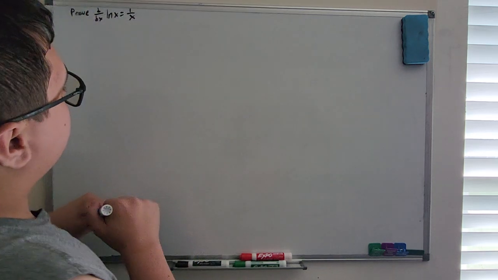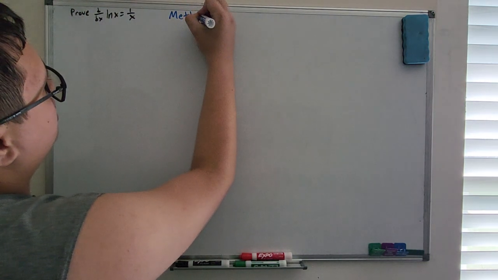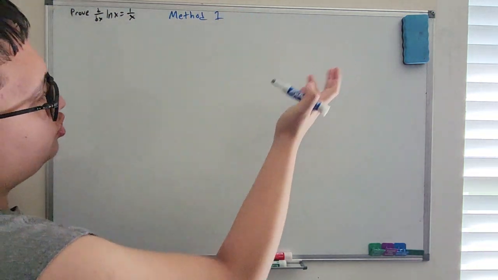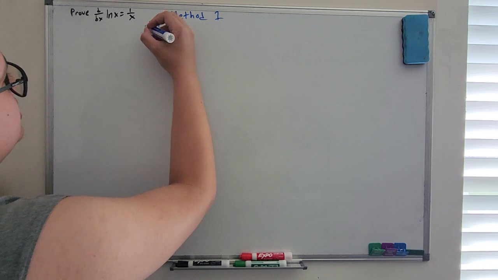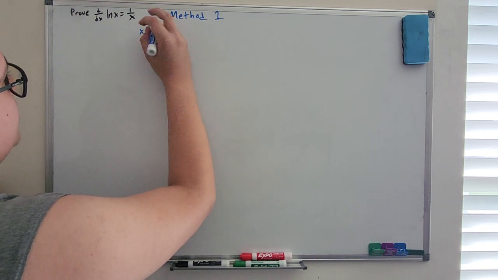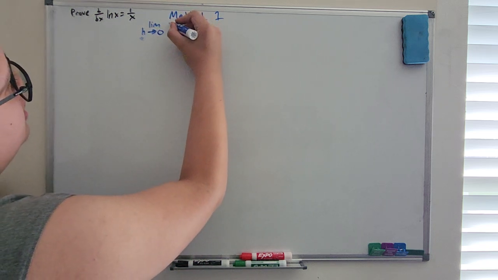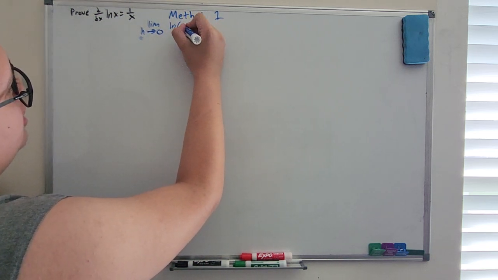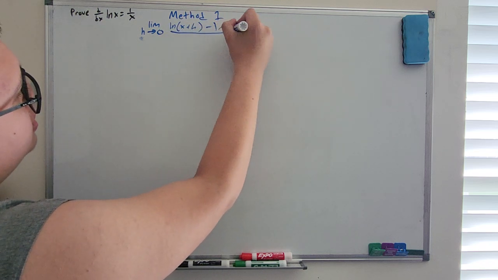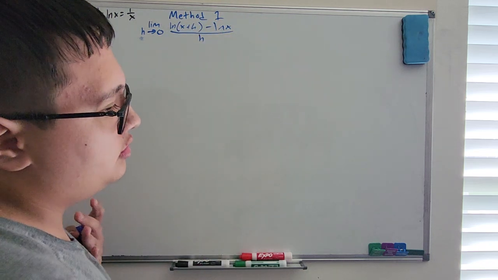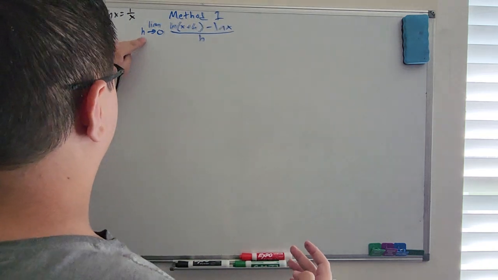Okay, so let's plug it into the, we'll call it method 1. Method numero uno. So, obviously the definition of the derivative is just the limit as, not x, my fault, as h reaches 0, of ln of x plus h minus ln of x over h. Now, all we do, we just solve until we don't have h anymore.